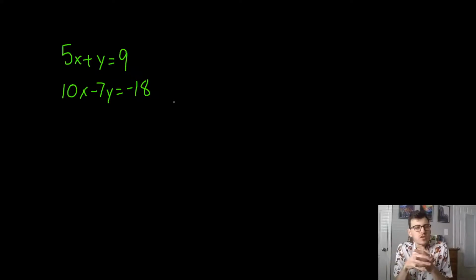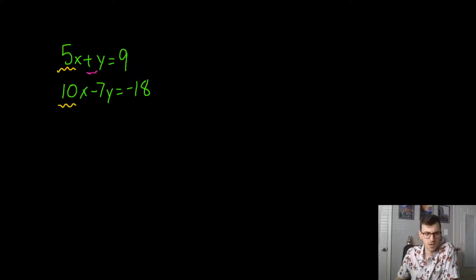A little bit more interesting this time. 5x plus y equals 9. 10x minus 7y equals negative 18. Okay, so again, if I'm thinking elimination, I want to look at the number in front of x and the number in front of y. This is y, so this is like we have 1y up there. 5 plus 10 is not 0. 1 plus negative 7 is not 0.